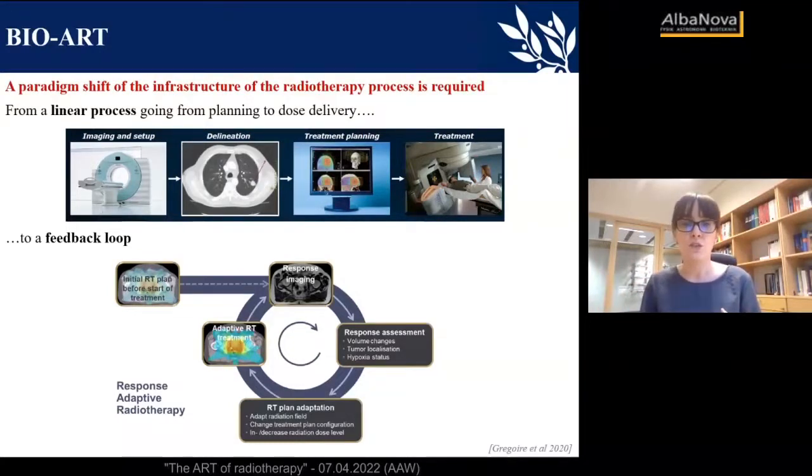loop. So at some point early during the treatment, one would need to stop, assess the response of the tumor to treatment, and then localize those regions that show increased radiation resistance, and then, if needed, plan again and adapt the treatment based on functional and biological information.